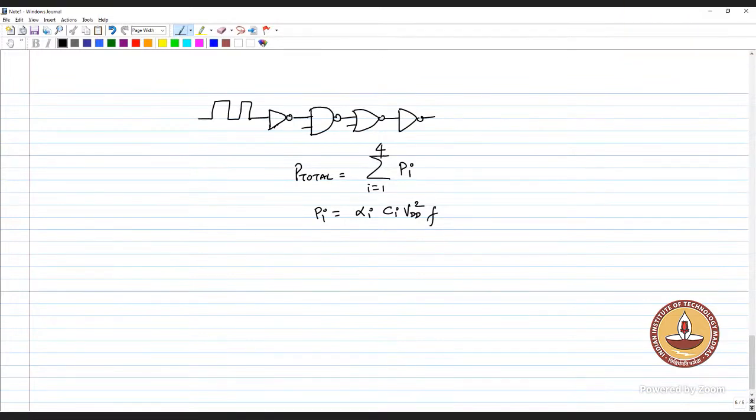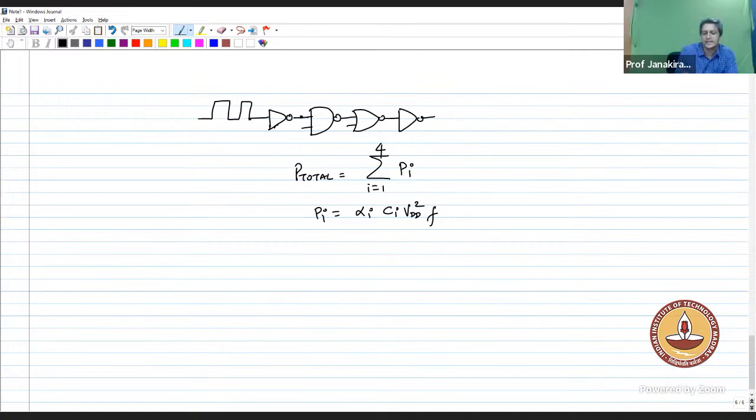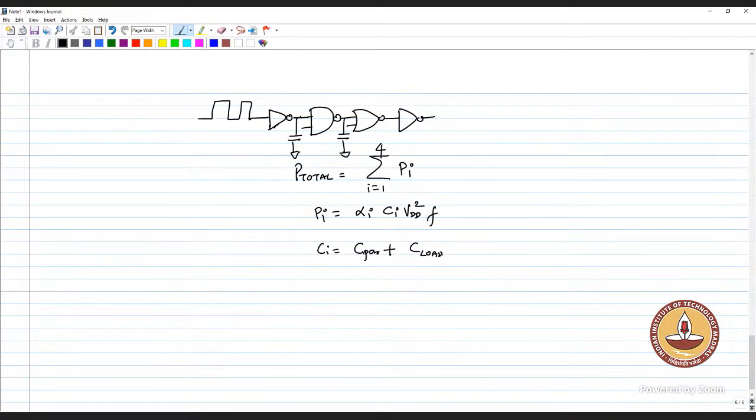Yes, sir. So all you have to do is, at each of these nodes, figure out what is the total capacitance. What is the total capacitance at the output of each node? It is the parasitic capacitance plus the load capacitance. Correct? Is that right? Yes, sir.